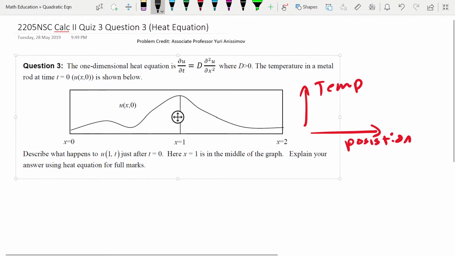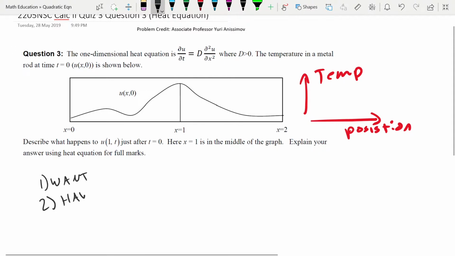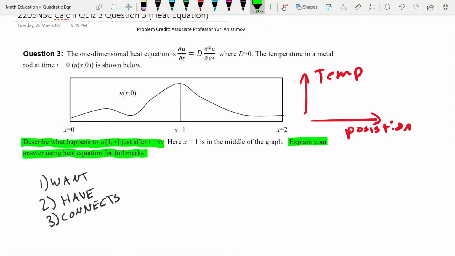Let's get that working correctly. So what's going on here? Again, what do we want? What do we have? And what connects them? Here we're looking to describe what happens to U1 just after that. And in particular, we want to explain our answer using the heat equation for the full marks. So we've got the heat equation up here.